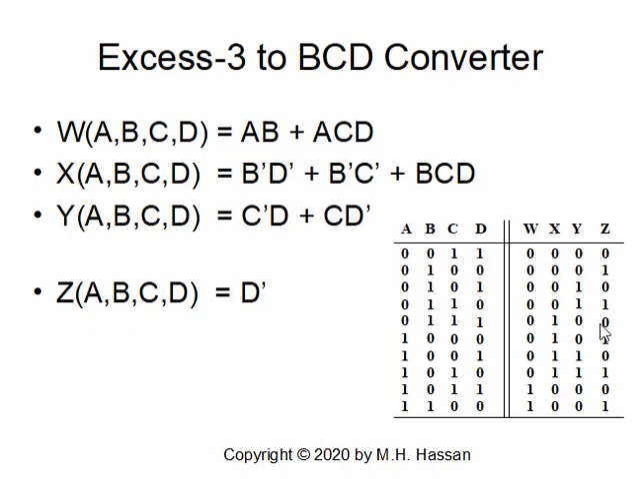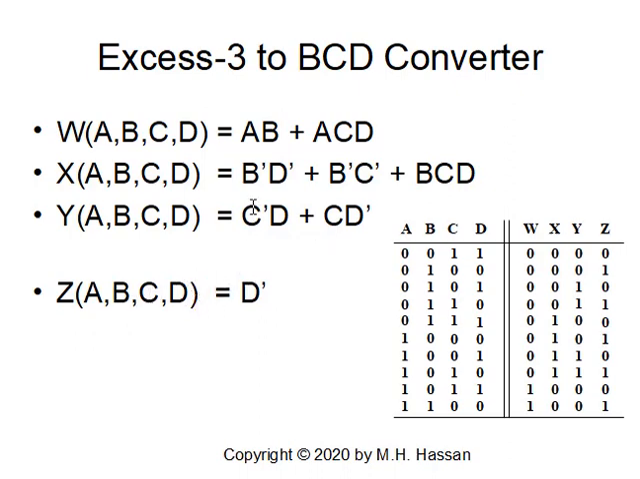Now we went to K-map and we simplified the switching functions W, X, Y, and Z, and we find W is AB or ACD, X is B'D' or B'C' or BCD, Y is C'D or CD', and Z is D'.